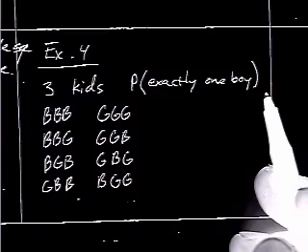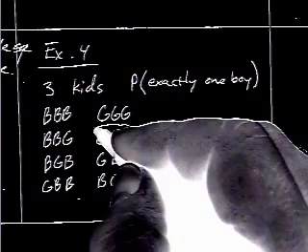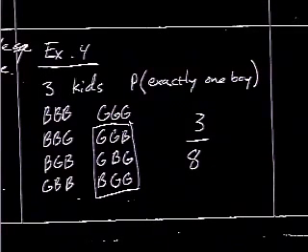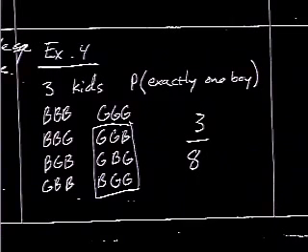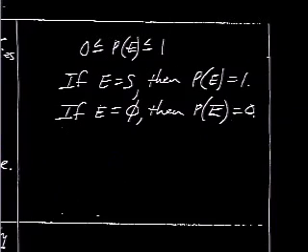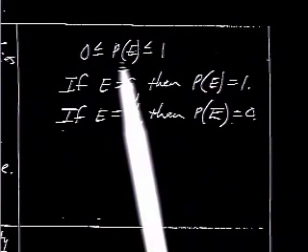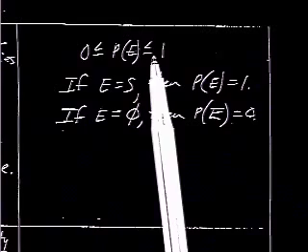And what is the probability that you get exactly 1 boy? Well, 3 out of those 8 possibilities have only 1 boy. And that's how we get the probability, looking at the sample space. Events have a probability that's somewhere between 0 and 1, which could include the ends.